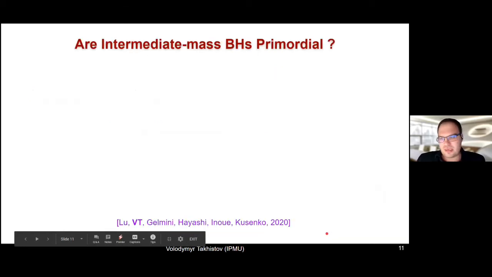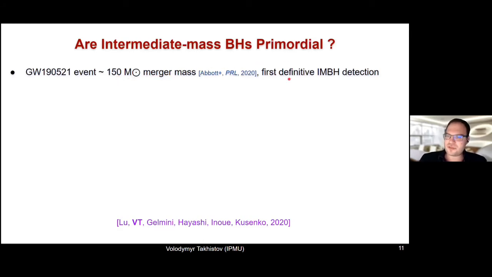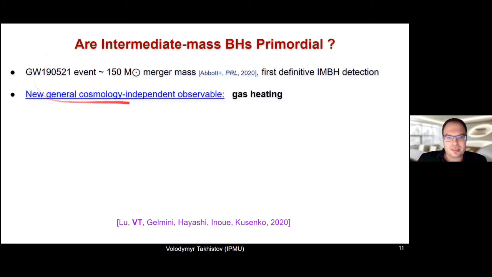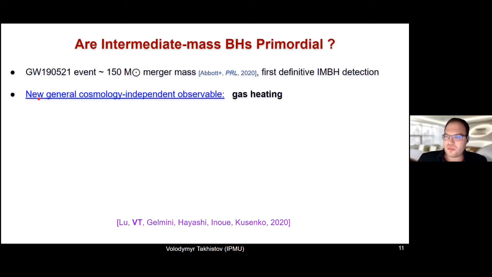And now let me also mention, what about intermediate mass black holes? So these are the heavier ones. And LIGO recently detected a 150 solar mass merger event. And this is claimed as the first definitive intermediate mass black hole observation. And what we have proposed in this work from the summer is a general new cosmology-independent observable to test such black holes, namely gas heating.